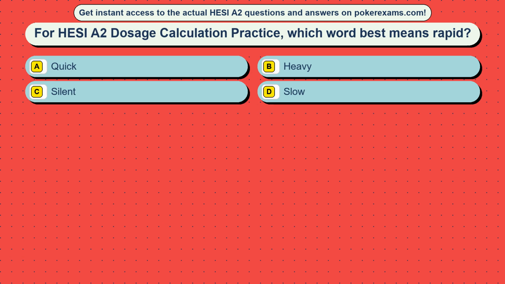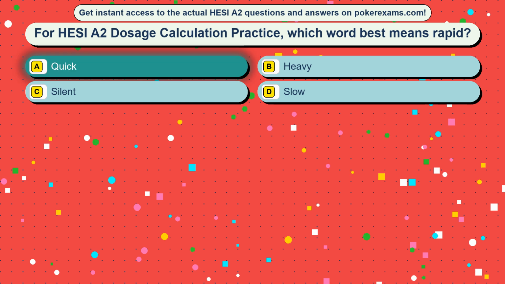Question 2. For HESI A2 dosage calculation practice, which word best means rapid? Option A, quick. Option B, heavy. Option C, silent. Option D, slow. The correct answer is option A, quick.